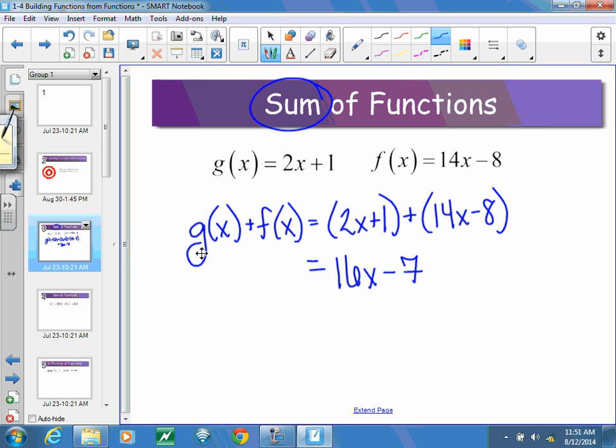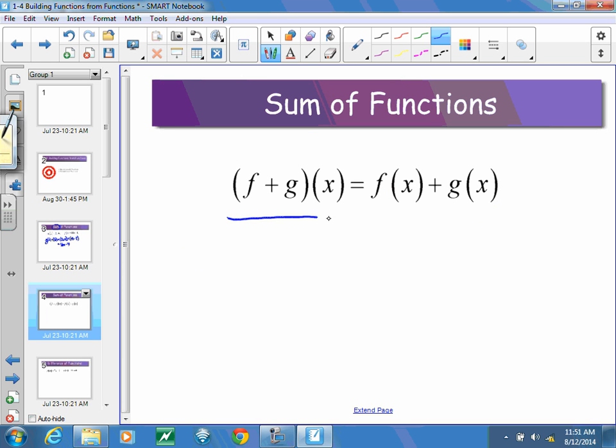So you'll see this written out as g of x plus f of x, or sometimes you'll see a different notation here, where in parentheses you'll see f plus g of x. So it means the exact same thing as taking two functions and adding them together.